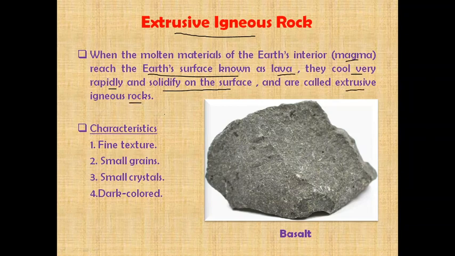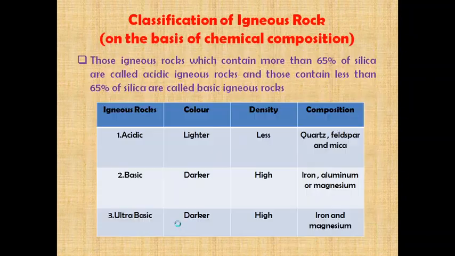Now, as the cooling process is taking place on the surface of the earth, opposite to intrusive igneous rock, the extrusive igneous rock develops the following characteristics, which are opposite of intrusive igneous rock. Extrusive igneous rocks have fine texture, they have small grains, small crystals, and last of all, extrusive igneous rocks are made up of dark colored minerals. Basalt is an example of extrusive igneous rock.